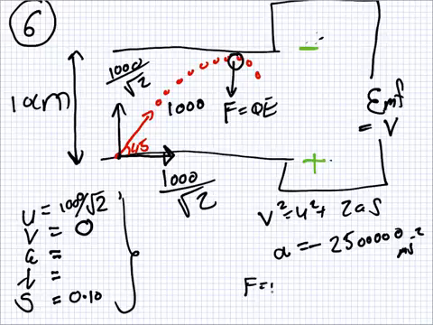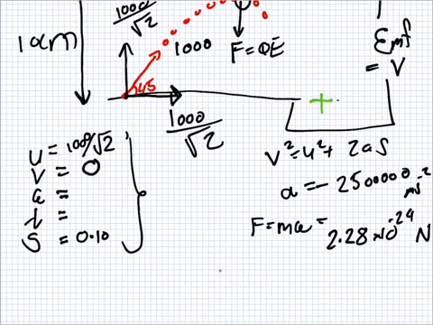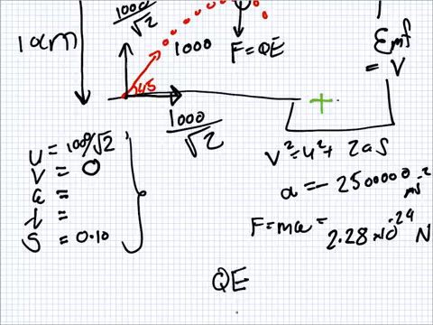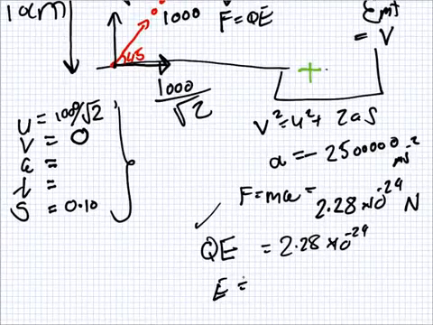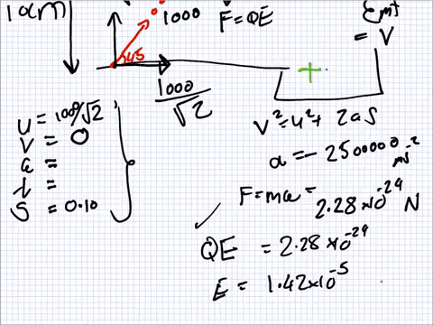So then F equals MA. Is this an electron or a proton, Harry? Electron, is it? So I get now 2.28 times 10 to the minus 24 newtons. What's another formula for F? F equals something over QE perhaps? So QE equals this. Now do I know the Q? I do. What is it? It's 1.6 times 10 to the minus 19. So the E is 1.42 times 10 to the minus 5 newtons per coulomb.